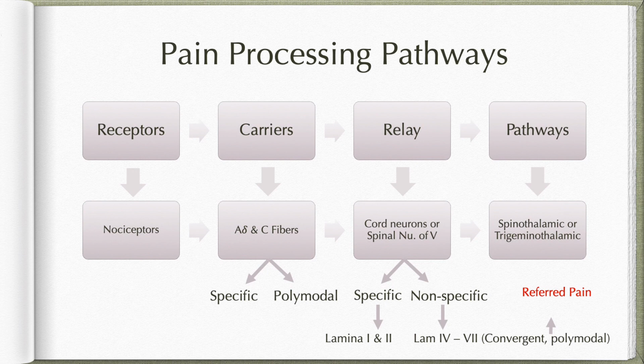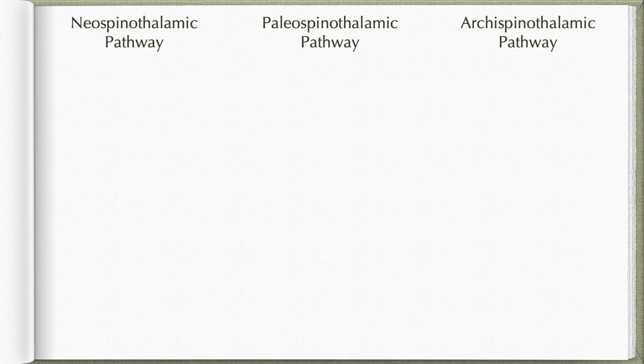And as these non-specific neurons receive polymodal information, they form the basis for segmental antinociception, wherein the mechanoreceptor information transmission overrides the pain information transmission, which is classically demonstrated by rubbing the sore spot to alleviate the pain. Information, once it reaches the spinal cord, will be transmitted through either the neospinothalamic, paleospinothalamic or archispinothalamic pathways. They are named according to the evolutionary timing of their appearance.